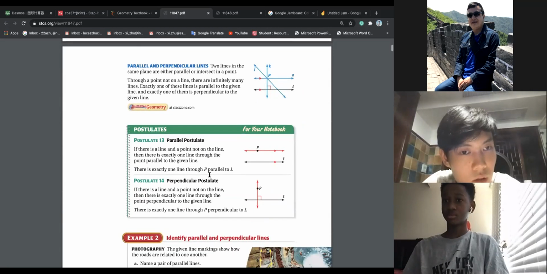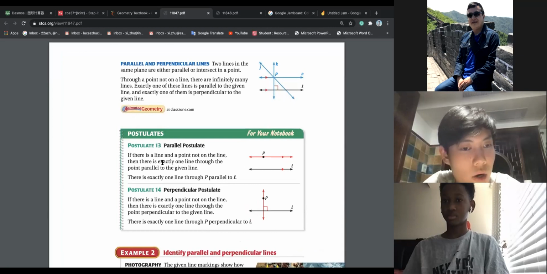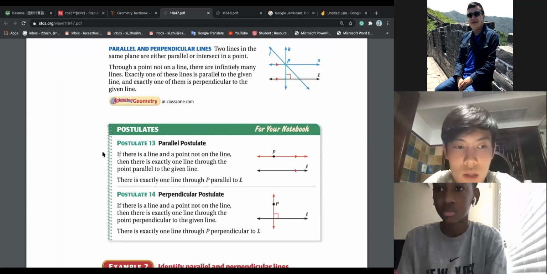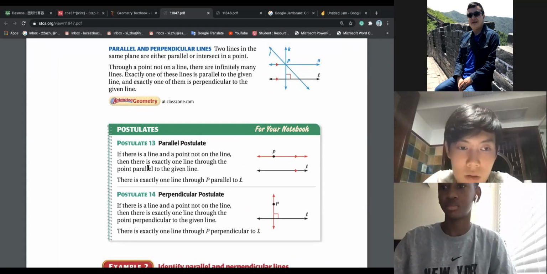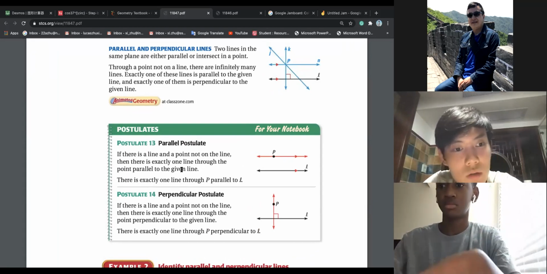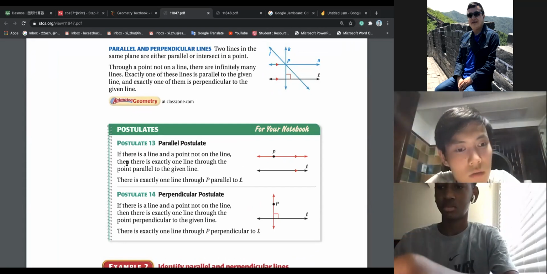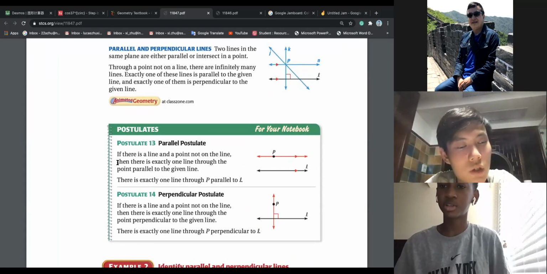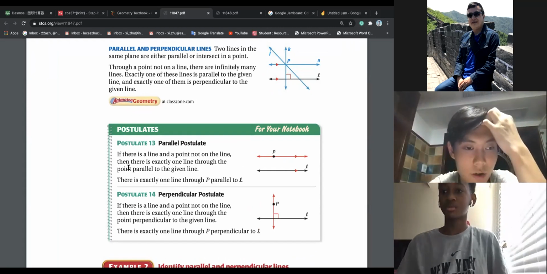Okay, let's go. Two postulates over here. Parallel postulate: if there's a line and a point not on the line, then there is exactly one line through the point parallel to the given line. You should write the two postulates down, and study them later.